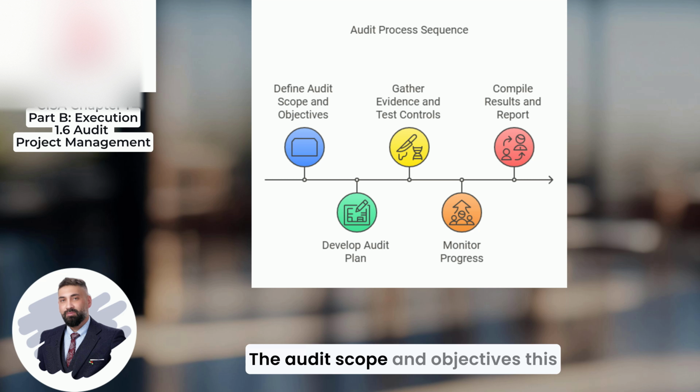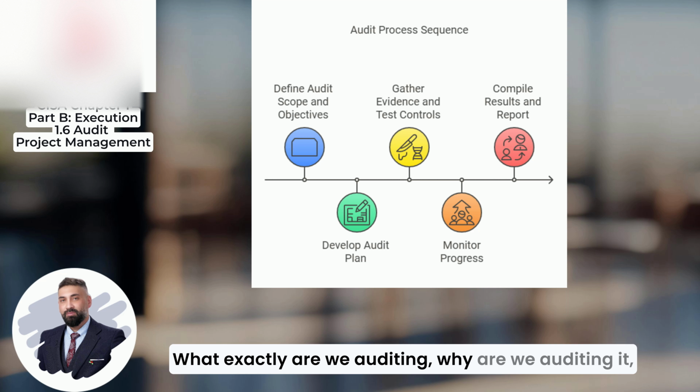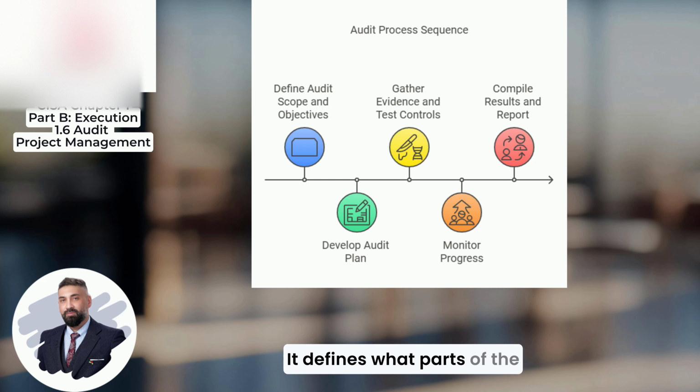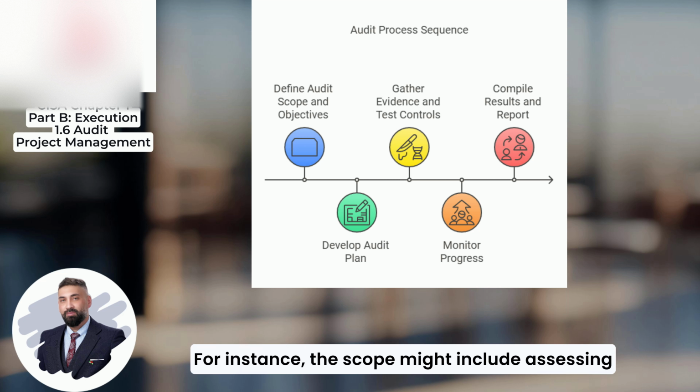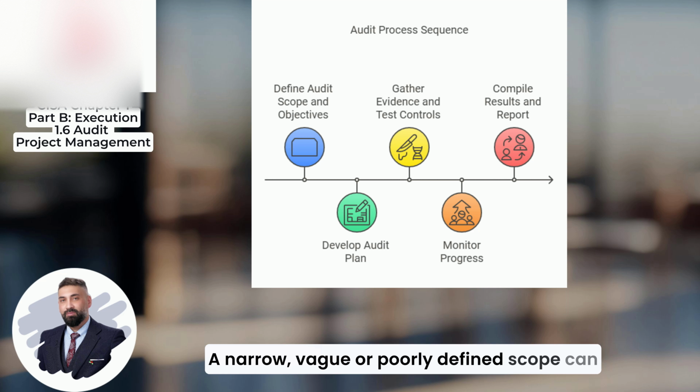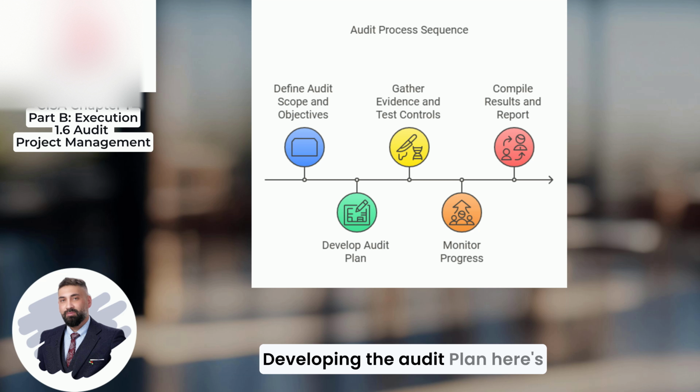1. The audit scope and objectives. This is where we answer foundational questions. What exactly are we auditing? Why are we auditing it? And what do we hope to find or achieve? Think of the scope as drawing a boundary line around the audit. It defines what parts of the system, function, or process to review. For instance, the scope might include assessing an organization's IT infrastructure for a particular application, or checking to ensure that certain regulatory requirements are being followed. A narrow, vague, or poorly defined scope can spell disaster for an audit, making it difficult to focus or gather meaningful results.